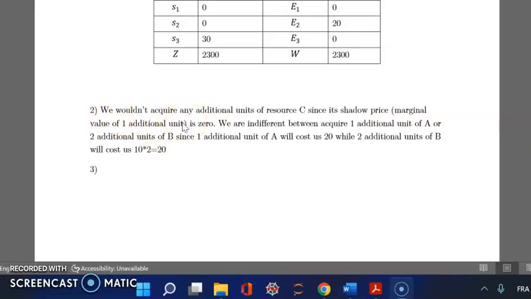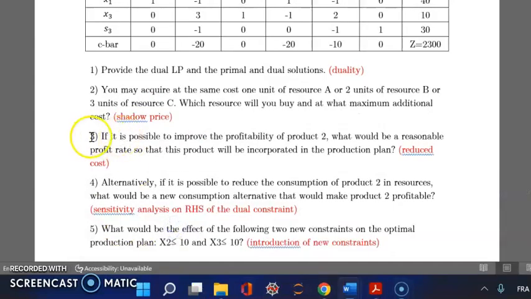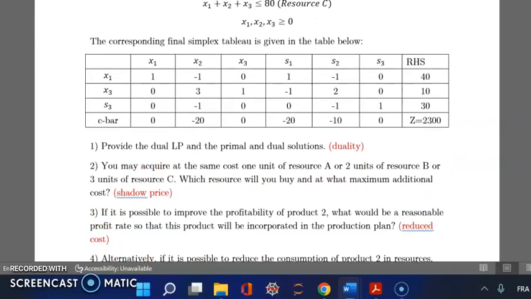So now for question 3, it says, if it is possible to improve the profitability of product 2, what would be a reasonable profit rate so that this product will be incorporated in the production plan? Okay, so product 2, as you can see, is not in the basis. So we're not producing any units of product 2. And the question is about how to make it more profitable.